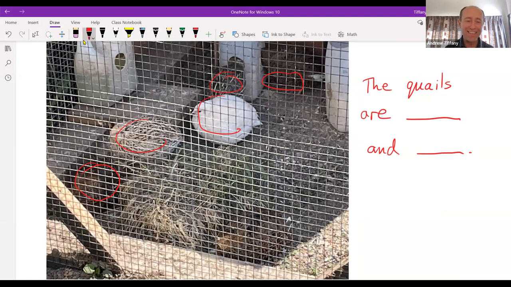Very nice. The quails are round and fluffy, says Isabel. That's true. They are cute and healthy. Yes, they are. Yeah, they're having quiet time. Very good. Except the two at the back, they're eating. Very good. Okay. And let me see.